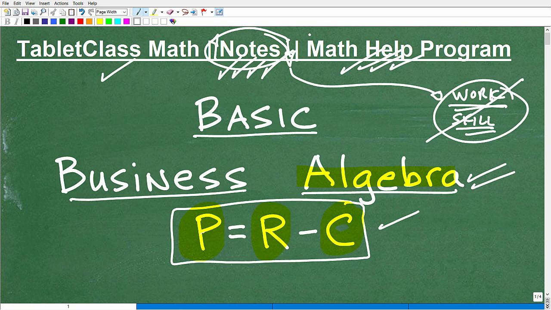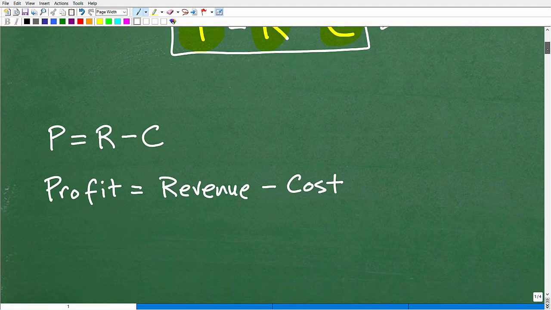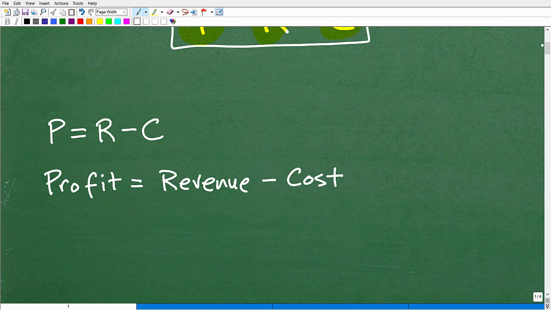All right, so let's get into algebra and business, and we'll start with this basic formula here. Profit equals revenue minus cost. You might have heard of this term gross profit or net profit? Well, that relates to this formula here. So we have P equals R minus C. This is algebra because it's an equation, and we're dealing with variables.